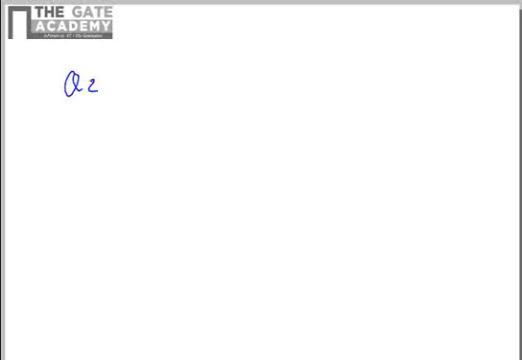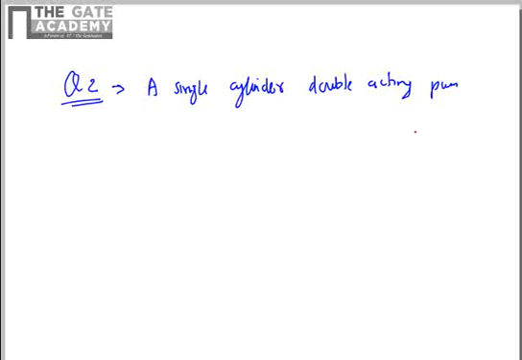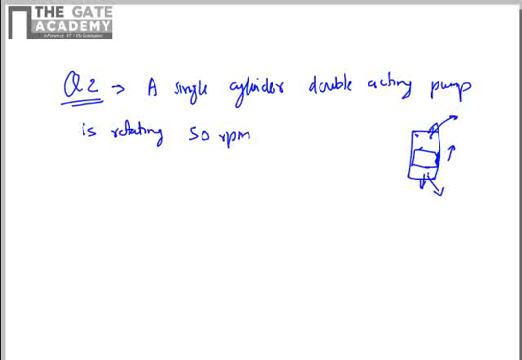We will now take the second numerical example. In this example, a single cylinder double acting pump is given. So single cylinder double acting pump means that you have inside a cylinder a piston, and from both the sides the pump is acting. When it moves to TDC, it pushes the fluid from this side. When it comes to BDC, it is pushing the fluid from this side. This is a double acting pump. So single cylinder double acting pump is rotating at mean speed of 50 RPM.